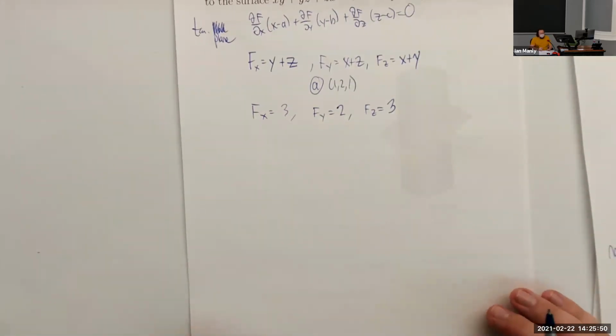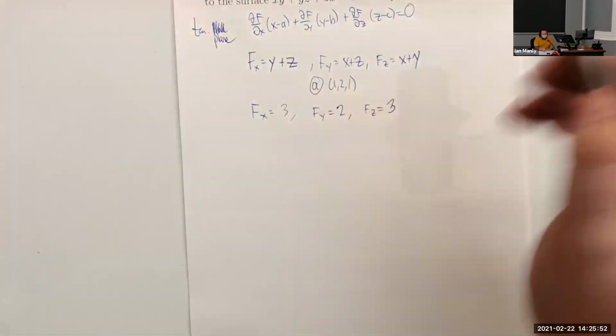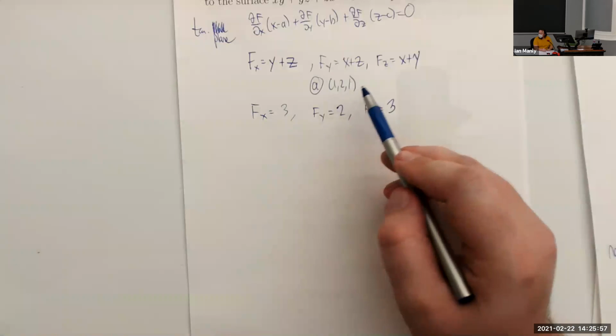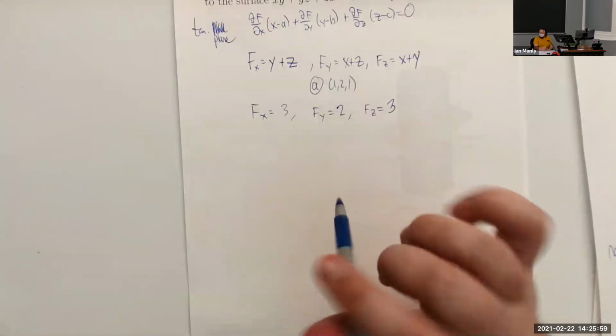Okay, so we know all our partial derivatives, and then we also know a, b, and c because those are the specific values that we have here.